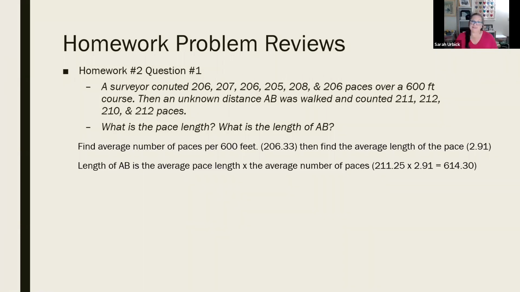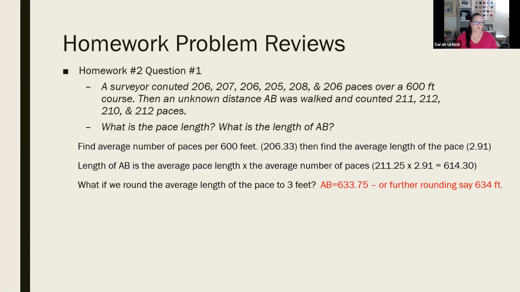So when we took that to the next step, the second question, where we were looking for the length of AB, we would take the average number of paces, multiply it by the number of feet per pace, and come out with 614.3 feet, which is great. But if we round a little too early, if we said the average length of the pace is 3 feet, we're selling ourselves short. We're coming up a little bit below what we should be, right? Actually, we're overstating.